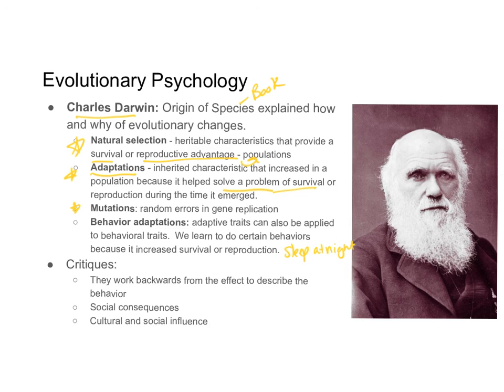There are some critiques to evolutionary psychology, though. One is that they work backwards from the effect to describe the behavior. So we have the effect, and then we take a look at why we think that might have happened. There also can be a social consequence to evolutionary psychology, and it doesn't take a close enough look at cultural and social influences.